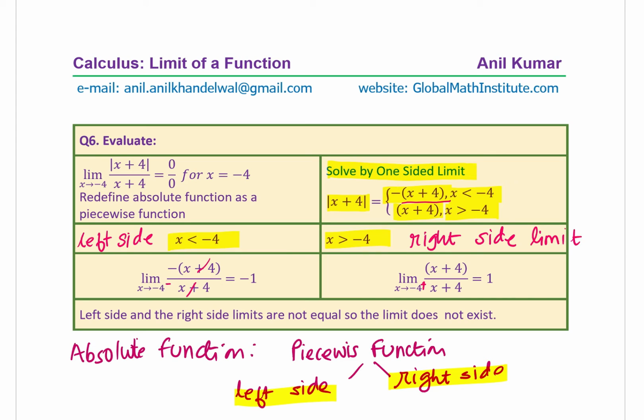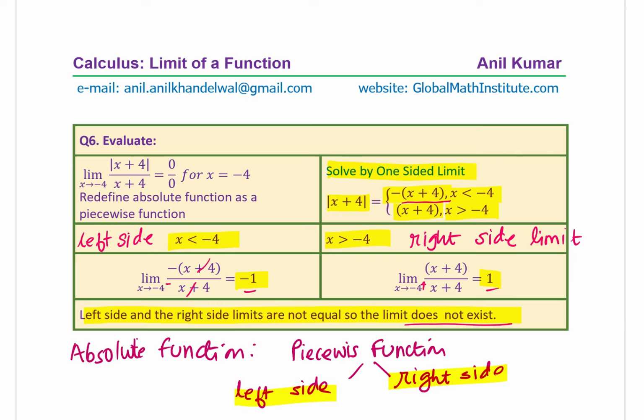Now, you can clearly see we got plus 1 here and minus 1. Now, left side and the right side limits are not equal, so the limit does not exist. You get the idea. So you have to mention that both the limits are not equal. One is negative, the other one is positive. They are not equal. Therefore, the limit does not exist. Perfect. So there could be many examples where the limit may not exist. I hope the steps are absolutely clear.